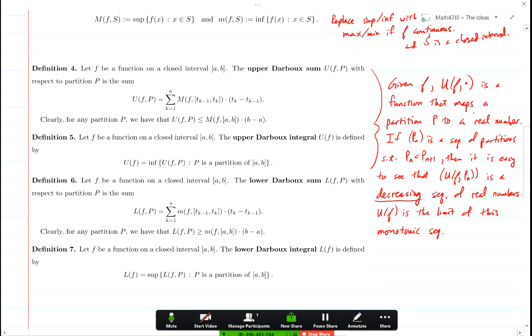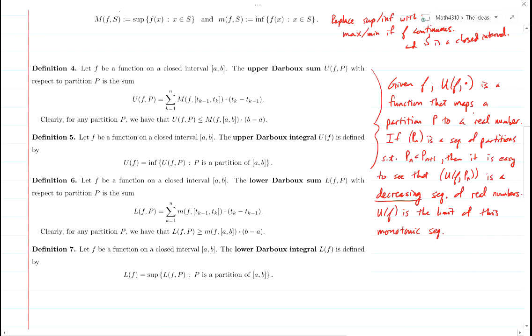U of f, and I put this little dot here as the argument, it's a function that maps a partition to a real number. So in other words, the idea when we're approaching integration is the function f is fixed, and we want to know if that function f is integrable.